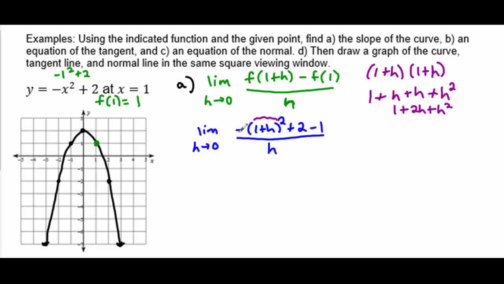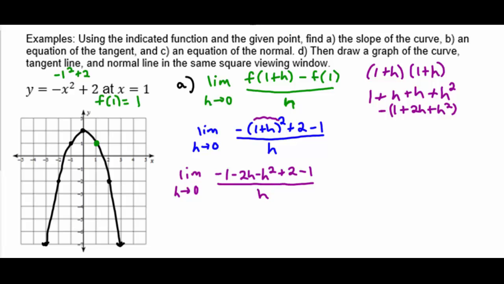But there's a negative in front of it, so I'm going to go ahead and distribute that negative into what I just got. So this is going to become the limit as h goes to 0 of negative 1 minus 2h minus h squared. That was all that needed to be made negative. Now I have plus 2 minus 1.